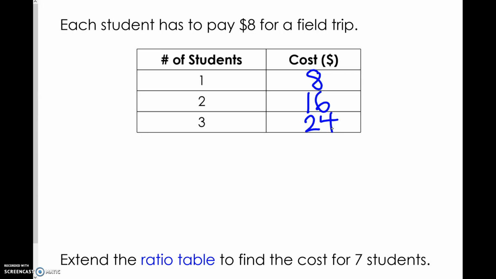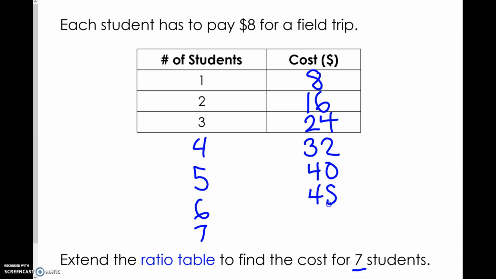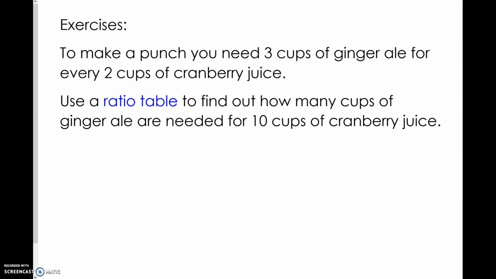We could extend this table to find the cost for 7 students, or any number of students for that matter. 4, 5, 6, 7. Count up by 1s. Now let's continue counting by 8s. 8, 16, 24, 32, 40, 48, 56.